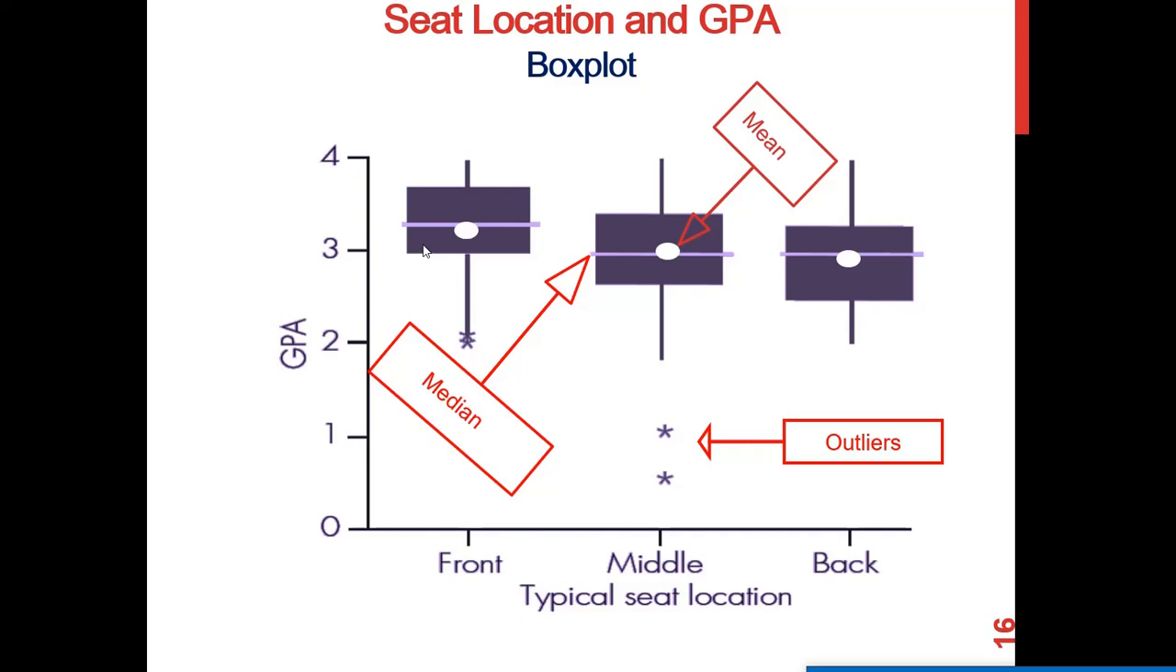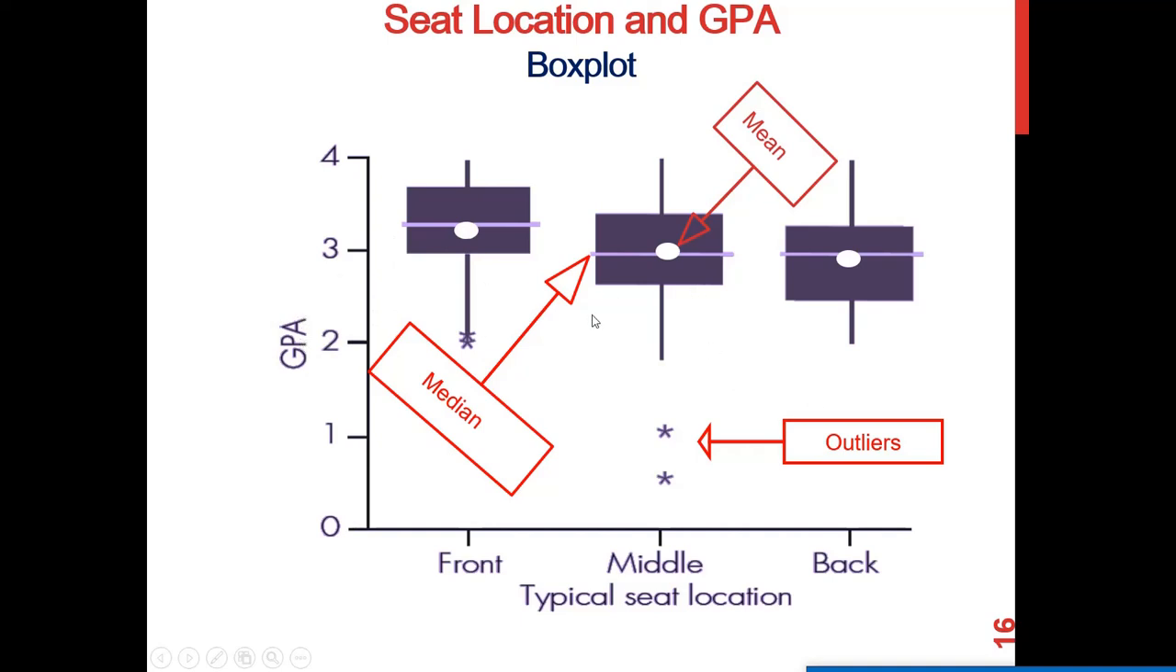Generally people tend to say that backbenchers are bad at studies, and front benchers are more serious. So someone wanted to see whether that is really true. He categorized students in a class into categories by their typical seat location: front benchers, middle benchers, and back benchers. Then he collected data on their grade point averages, and he drew box plots.